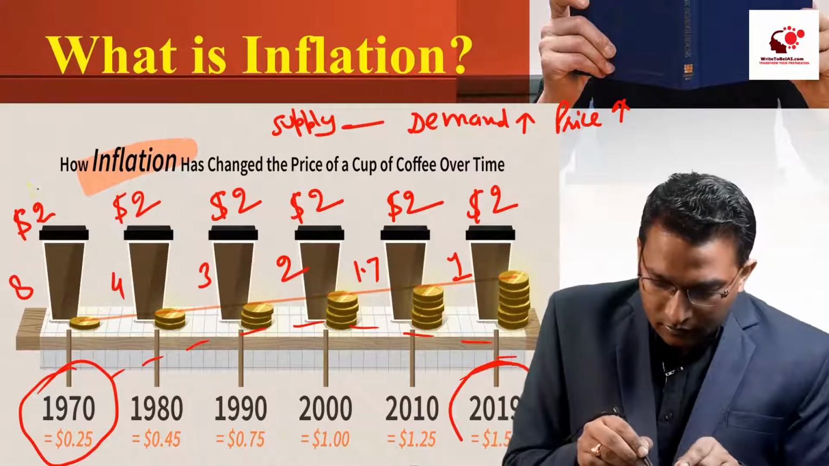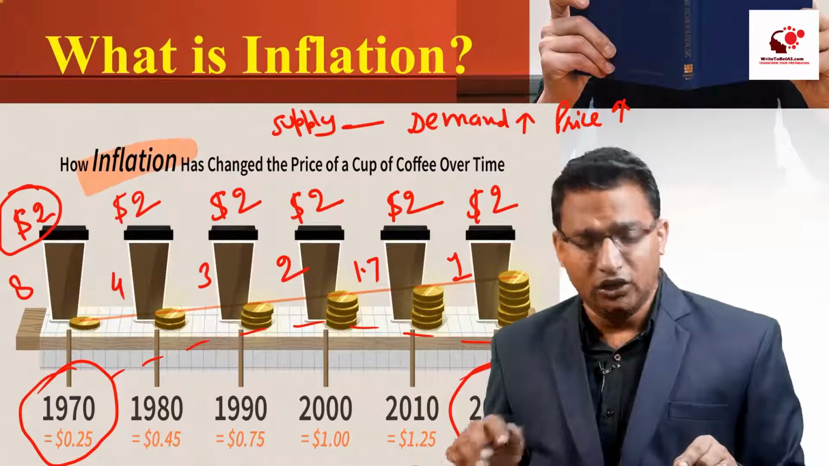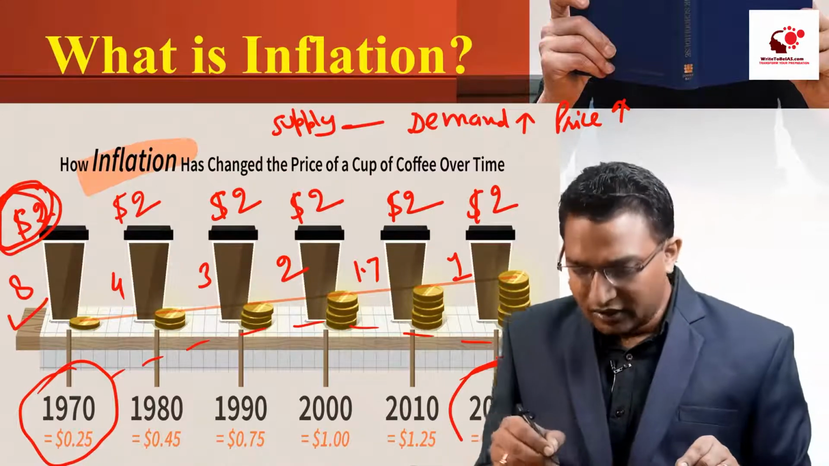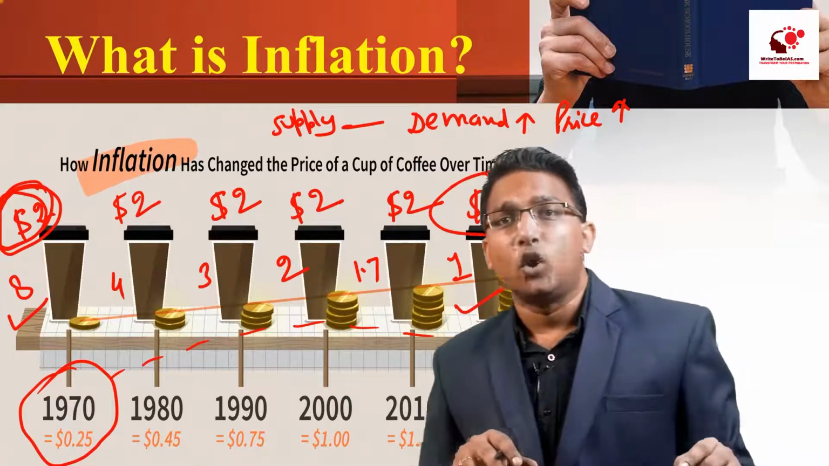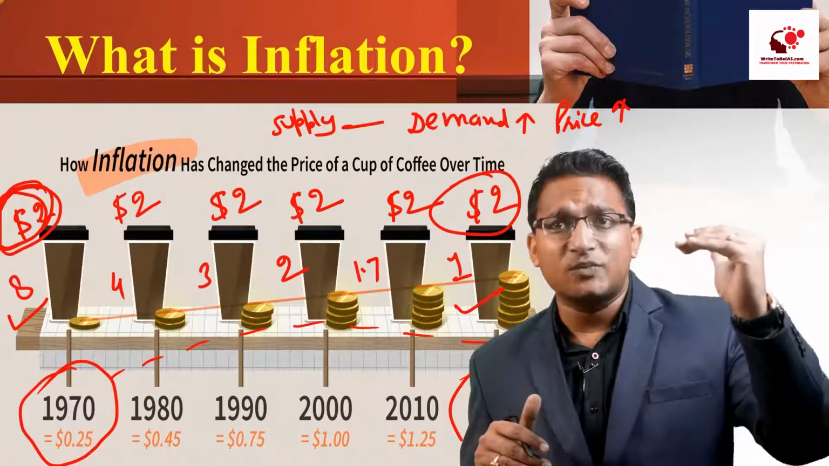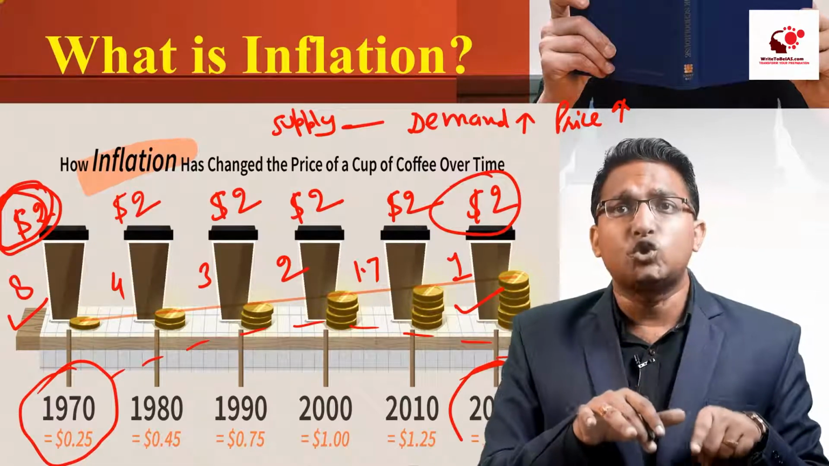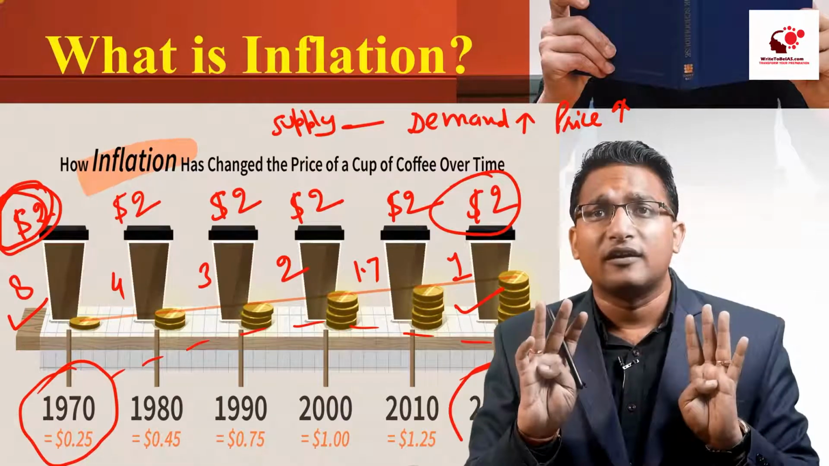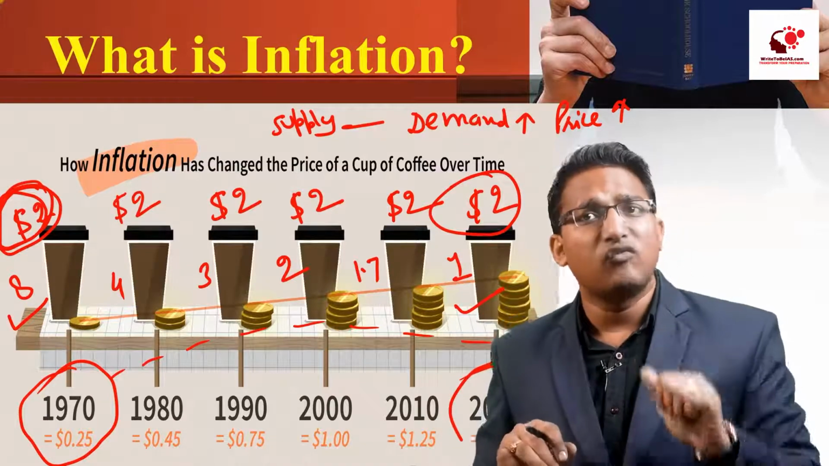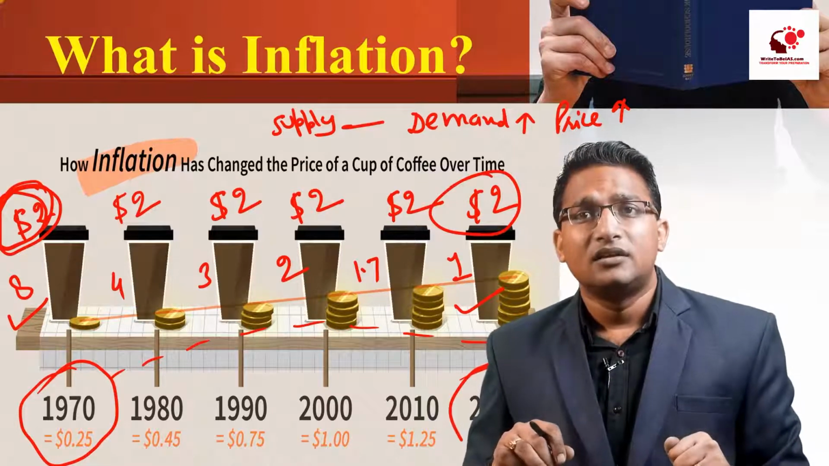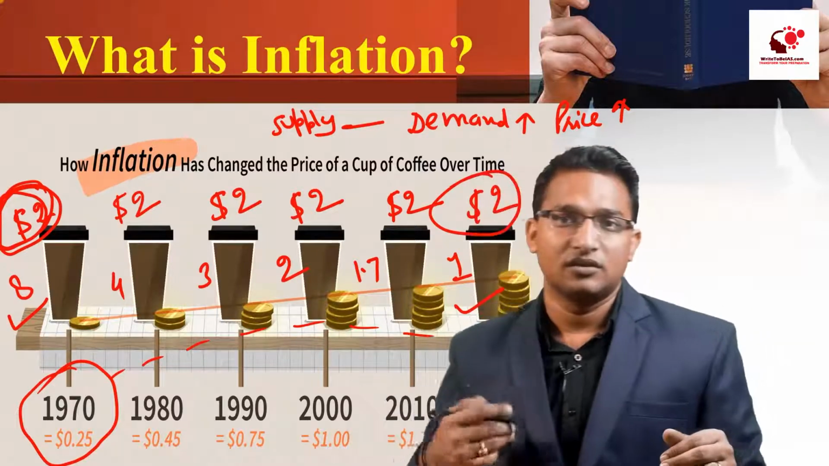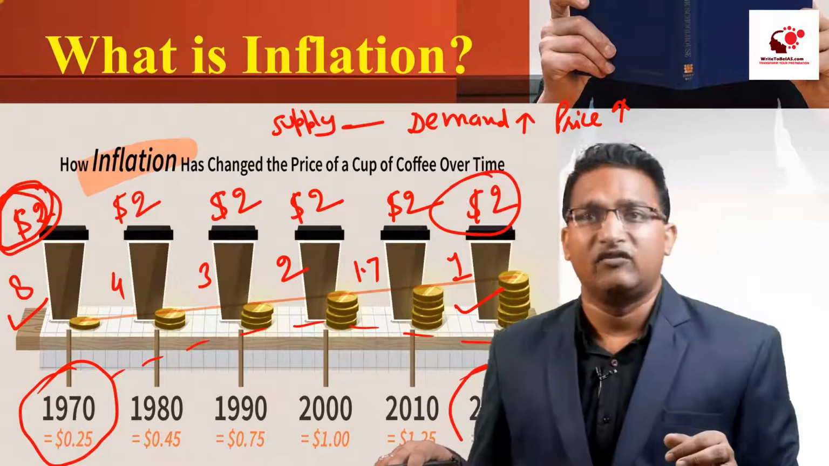So, in $2, two units of currency, earlier 8 cups were coming, now only 1 cup is coming. Don't you think that the value of currency is declining? The purchasing power of currency has been declining. The same $2 which used to buy 8 cups of coffee are now buying only 1 cup of coffee. That means the purchasing power of the dollar has come down. So this is the impact of inflation, right? This is the biggest impact of inflation.